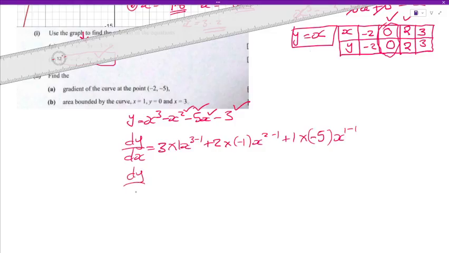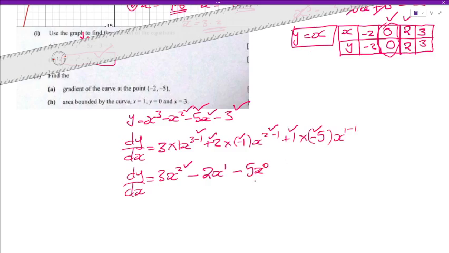So our final answer will therefore be equal to 3 times 1 is 3x squared. 3 take away 1 is the 2 you are seeing there. Positive times negative there is negative. 2 times 1, that's a 2x to the power 1, because 2 minus 1 is 1. Positive times negative there is negative. 1 times 5 is 5x. 1 minus 1 is going to be a 0 there.